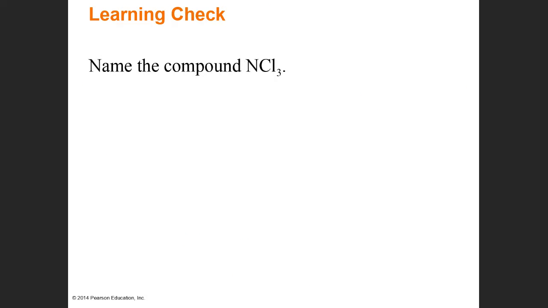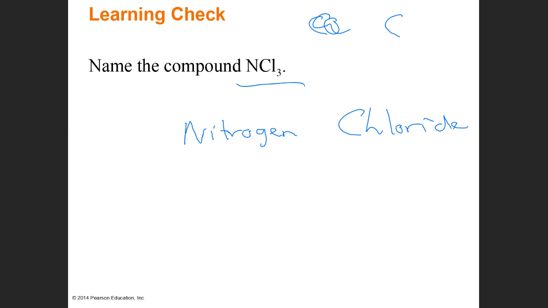Okay, so what would this be called? Nitrogen chlorate? Fluoride? Is it trichloride? Nitrogen trichloride. Okay. Chlorate is a polyatomic ion, ClO3. So it would be chlorate. So we're going to need nitrogen trichloride.